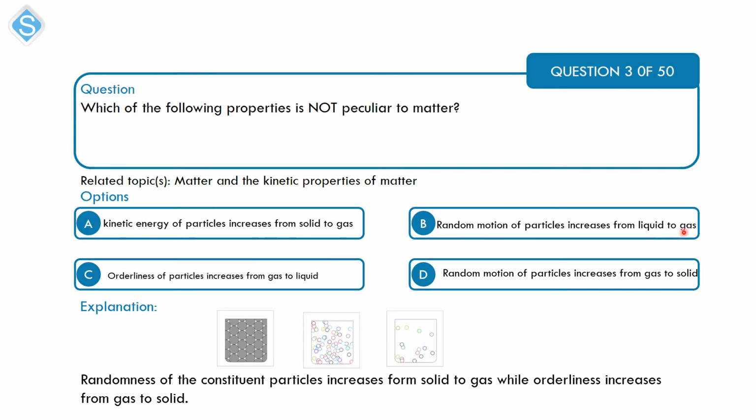B, from liquid to gas, that's also correct. C, orderliness increases from gas to liquid. That is when you go backward like this, so there's more orderliness here than in this. While D is not correct, that randomness increases from gas to solid. It is the reverse case. Randomness increases from solid to gas, not from gas to solid.